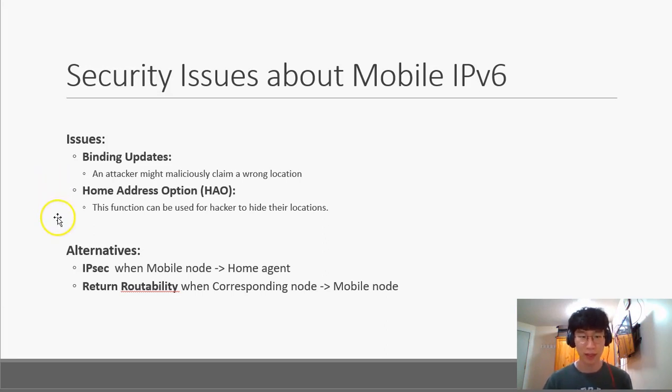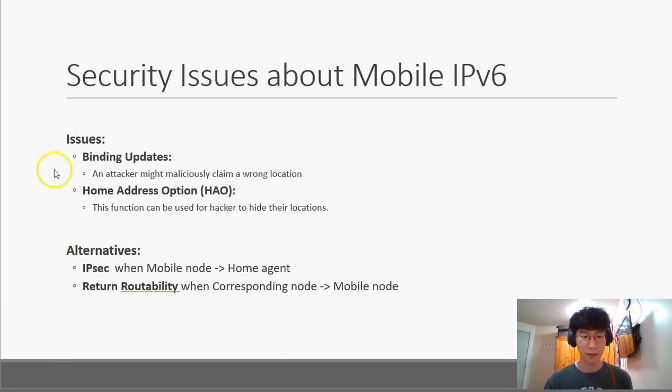The second one is related to the home address option. It is a new routing header type, and it is used for tethering headers in the payload packets. The home address option helps the use of the care-of address to be transparent over the IP layer. However, this function can be used by hackers to hide their information, hide their location.